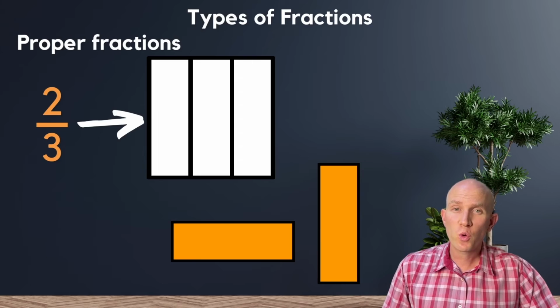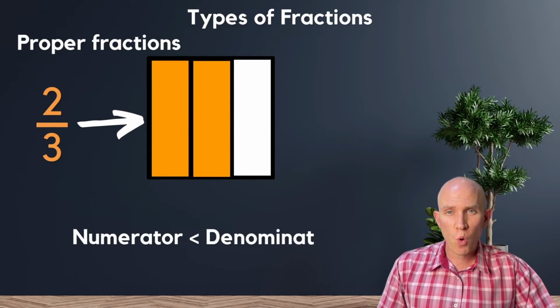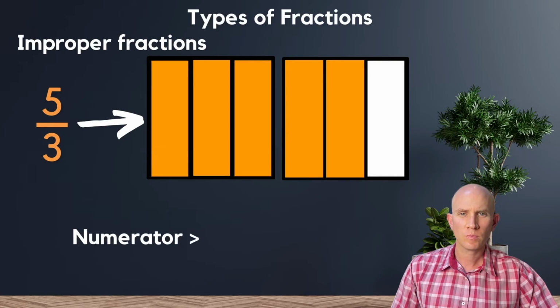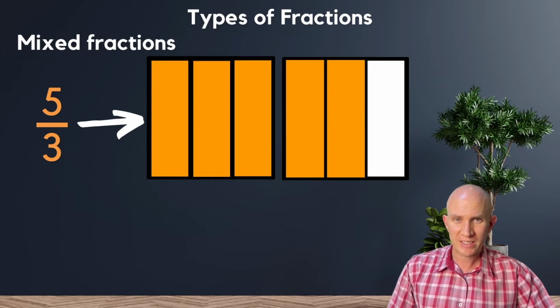Proper fractions are your more standard fractions, where the numerator is smaller than the denominator. Whereas improper fractions are those that have numerators that are bigger than the denominators. Which brings us on nicely to mixed numbers.